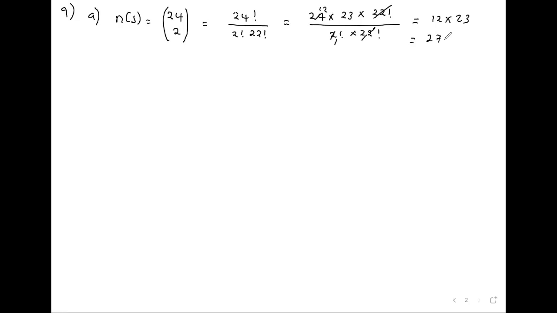This is 24 factorial over 2 factorial, 22 factorial, which is 24 by 23 by 22 factorial over 2 factorial by 22 factorial. So we cut here and 2 there, 1, 2 there, 12. So we get 12 by 23, that's 276.